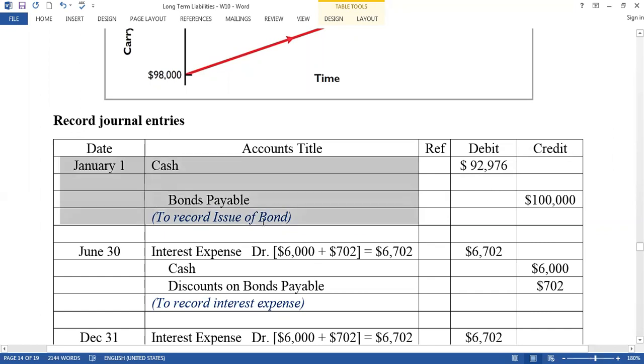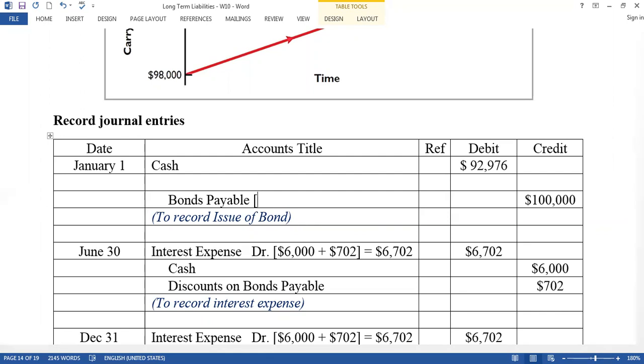So first I'm going to explain this part. That means what happened today. Today you issue bond and you receive cash. And I told you that we are going to compare present value versus face amount. So bonds payable is the face amount, you know that. We always record bonds payable based on the face amount. Okay.